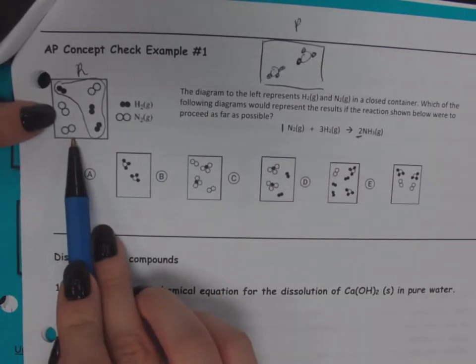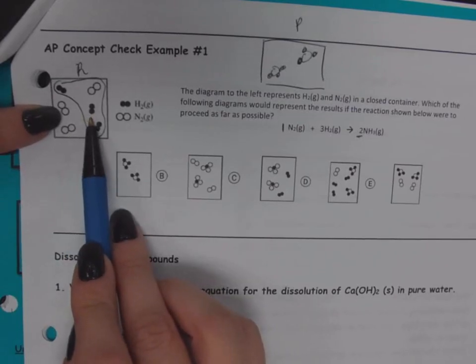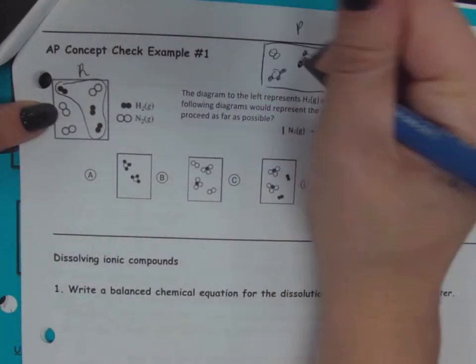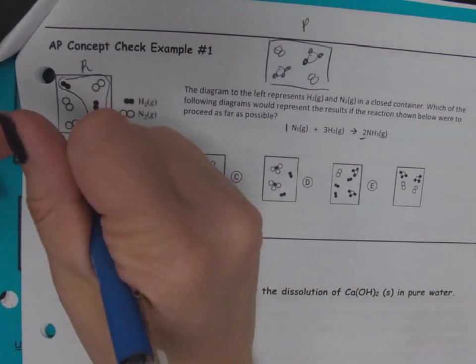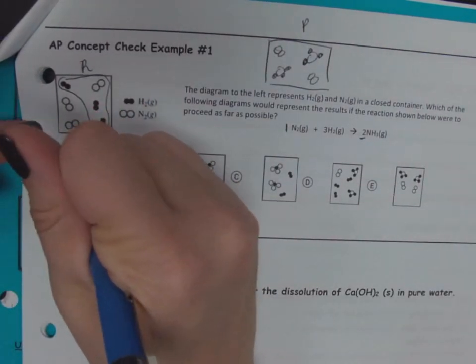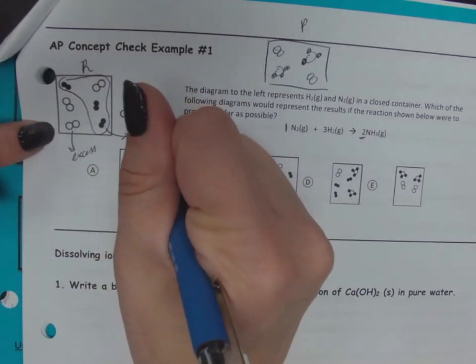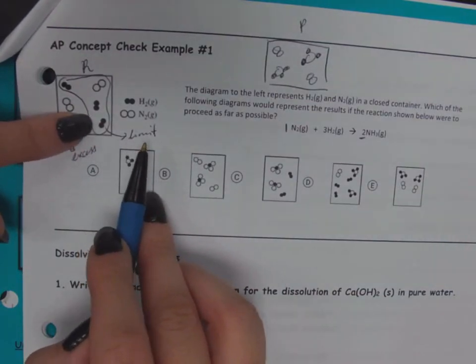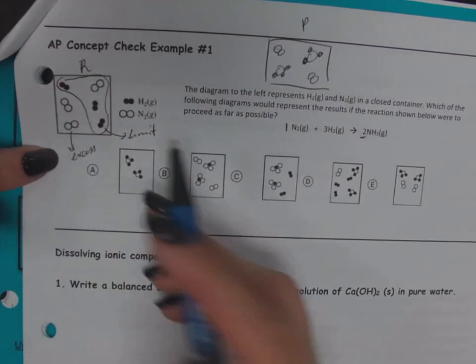But that doesn't mean that these atoms just stop existing. They don't pop out of existence. There's not enough of the H2 to keep reacting, so whatever was there in the beginning is going to be there in the end. Those are our excess reactant, the one that we have left over. This is an excess reactant, and our H2 was our limiting reactant. This is what stopped the reaction. If we had more of the H2, we would have made more, but we only had enough of it for the reaction to happen one time.